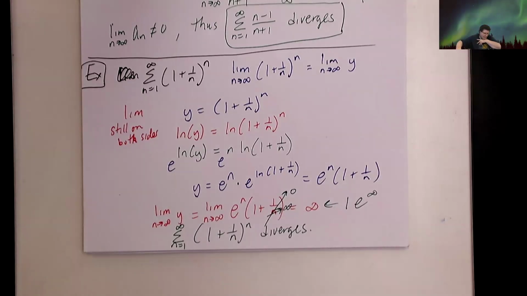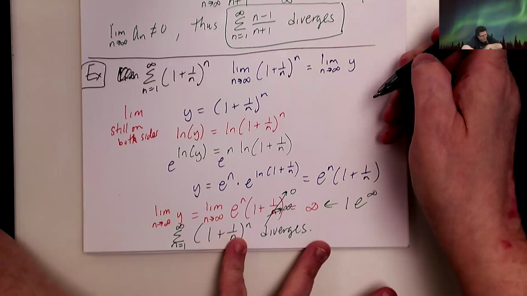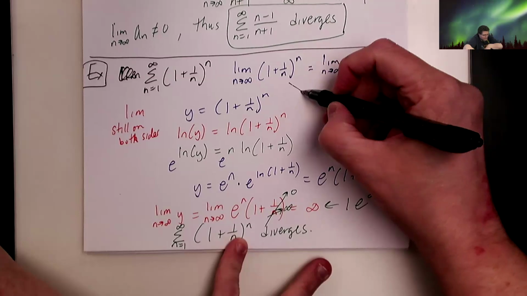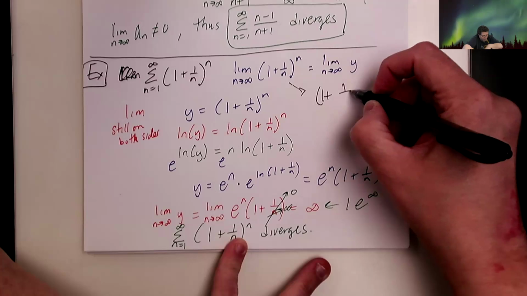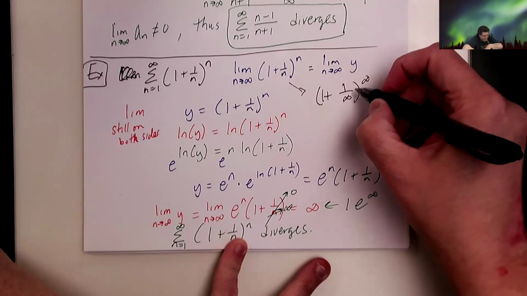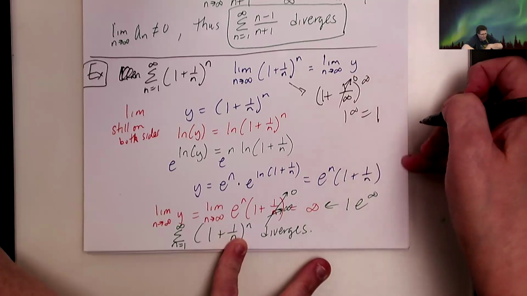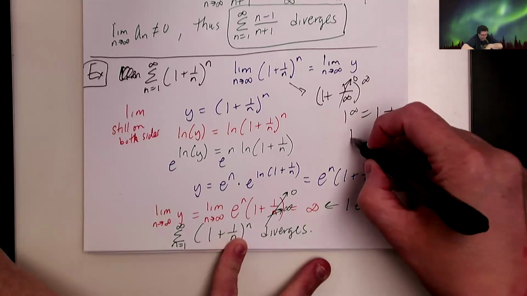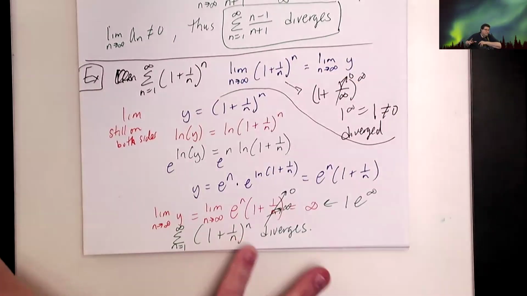Now, I think we could have argued that just as well up here. I only went off on the e thing because someone threw me off by saying it was e, and I'm like, all right, let's show that it's e. This is 1 plus 1 over infinity to the infinity. That goes to 0. 1 to the infinity is 1, which does not equal 0. And we showed it diverges that way. So there was a shorter way to do that.